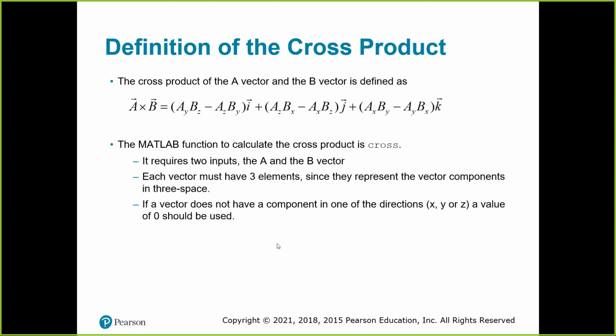So the cross product of A cross B is defined as, and I'm not going to read all that out because I guarantee I'm going to screw up some of those. But anyway, technically, if this is the x, it's going to be the y z's. This is the y, so it'll be your x z's, and this would be your z, so it'll be your x y's, and that'll give you the magnitude, and then you can calculate out the direction. Each vector must have 3 elements, since they represent vector components in 3-space. And if it doesn't have one, a value of 0 should be used.